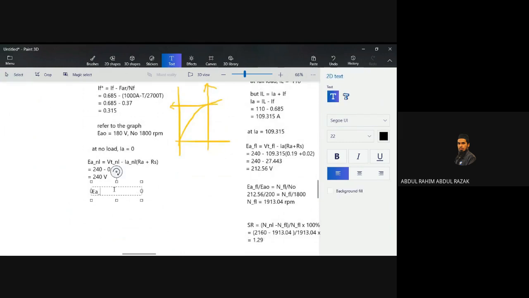Then the equation: EA no load divided by the new EA naught that you have calculated is equal to speed at no load divided by the initial speed N naught. So it becomes 240 divided by 180. You have put from the graph, equal to N no load divided by 1800 RPM. So you shall get your N no load of 2400 RPM. So this is the event at no load condition.